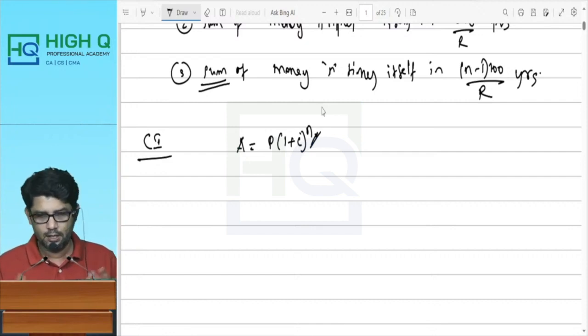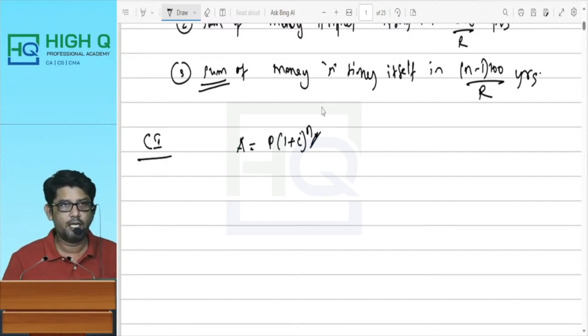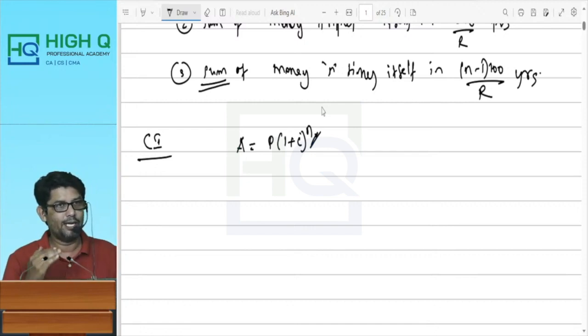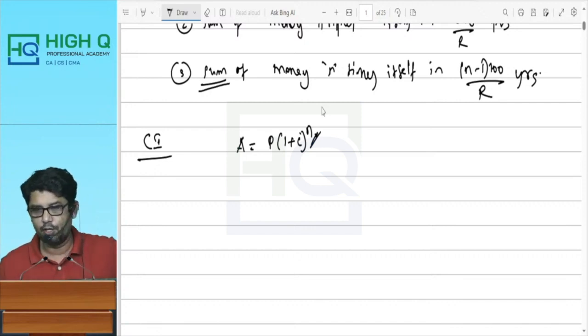Listen here, if the total period is 1 year and interest is calculated half yearly, or semi-annually, then what is the value of N? Guys, can you give the answer? Okay, 2, very good. N is equal to 2.